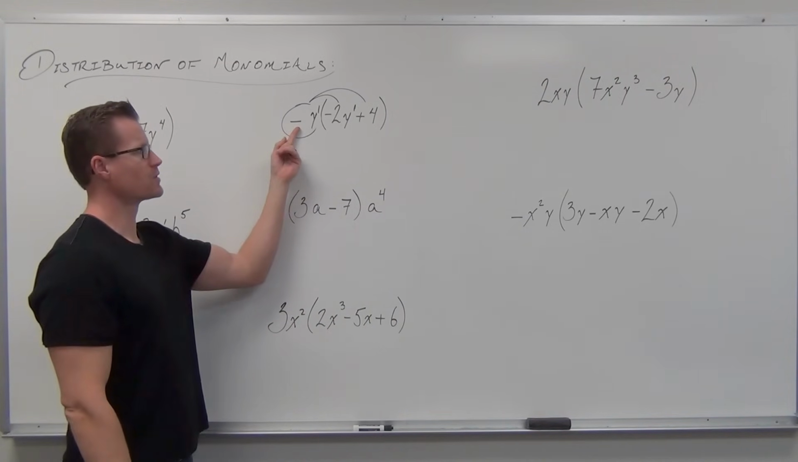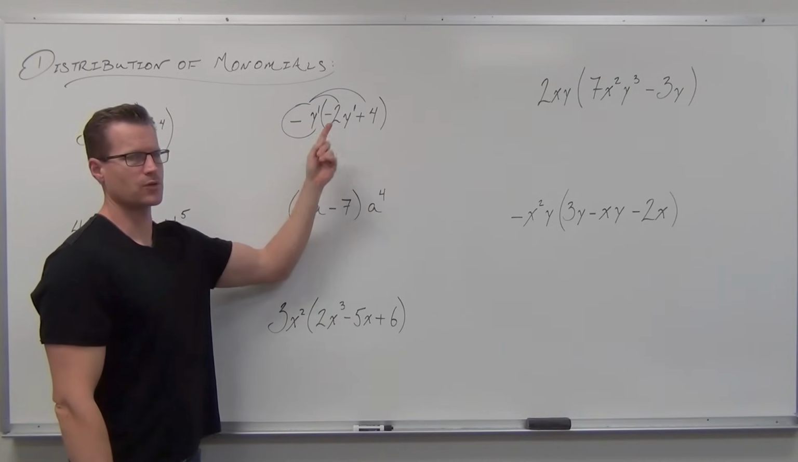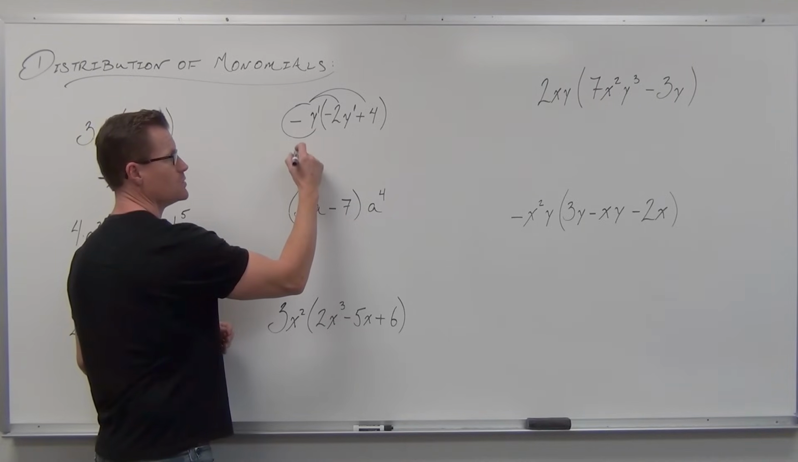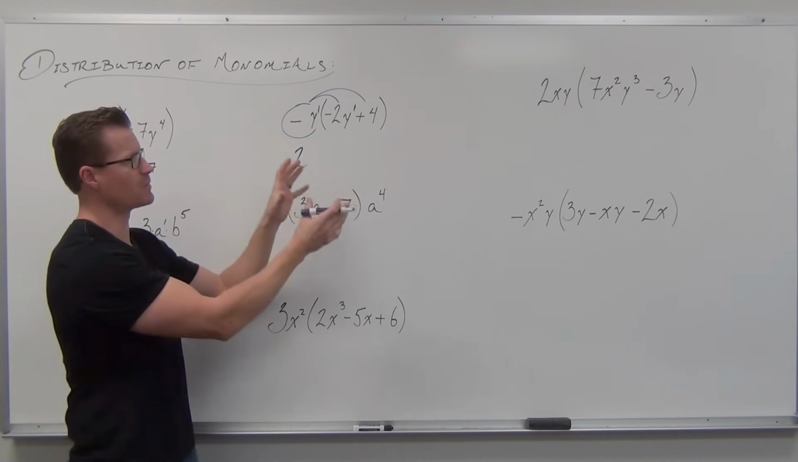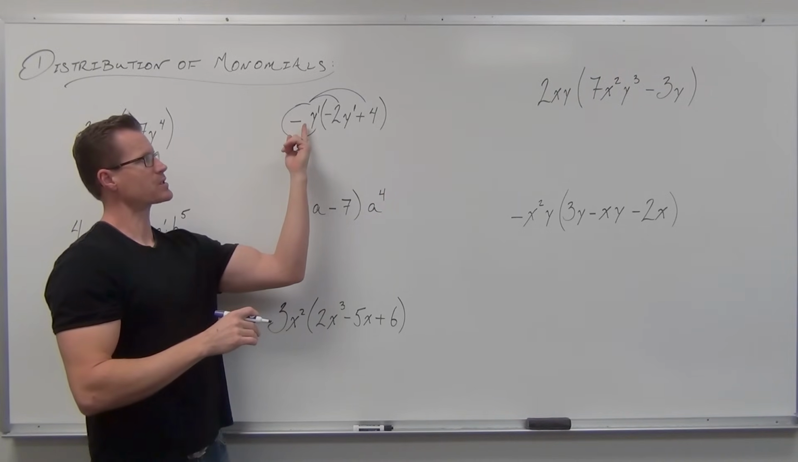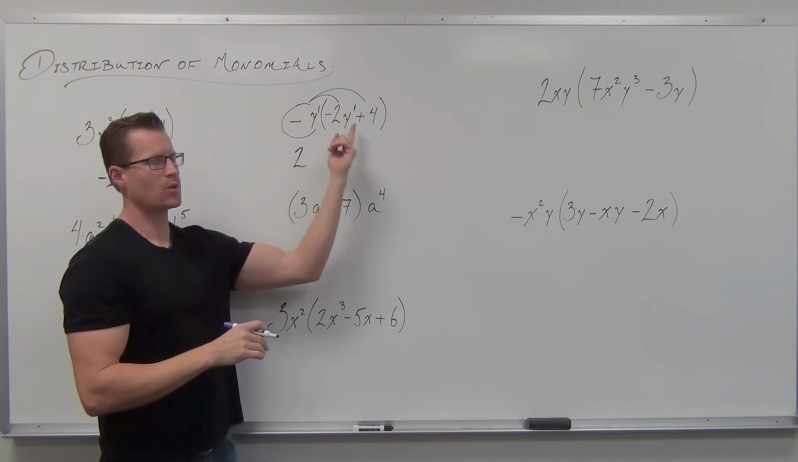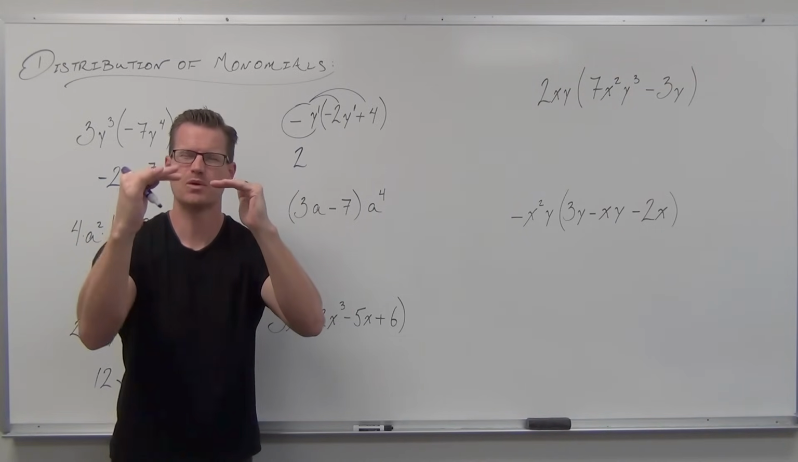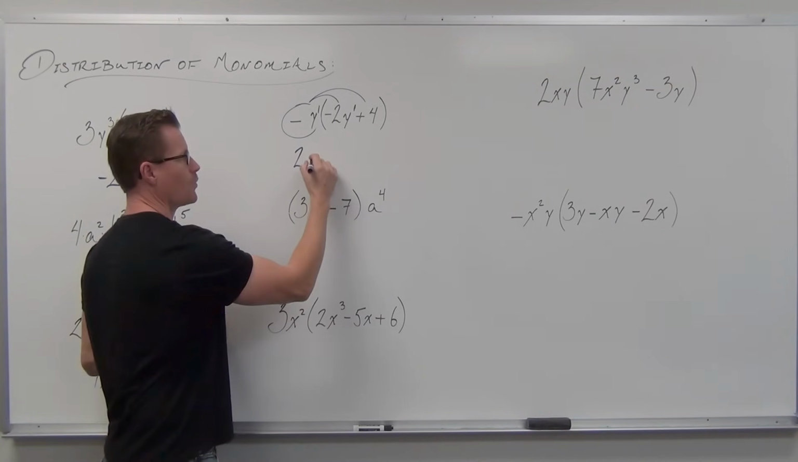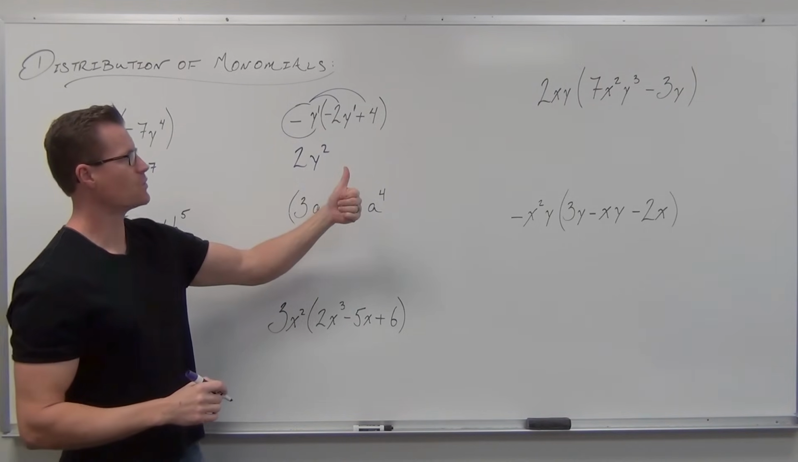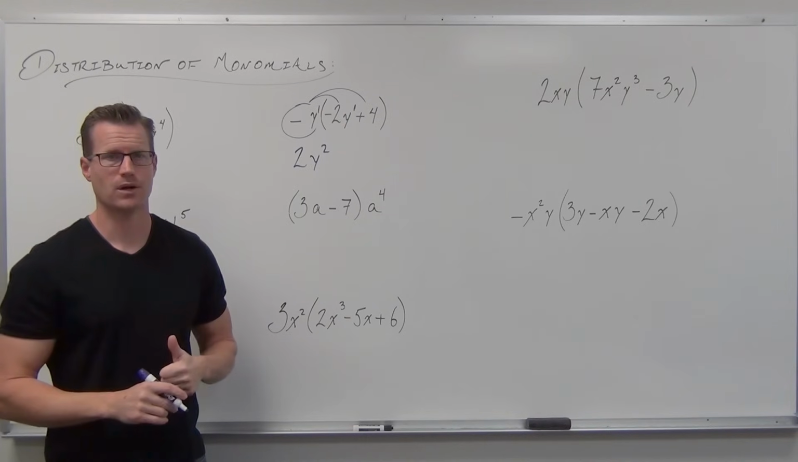Negative y to the first times negative 2y to the first. Negative times a negative is a positive. So I know I'm going to get positive 2. Numbers times numbers: negative 1 times negative 2 is positive 2. Now our exponents. I had y to the first and y to the first. I'm multiplying, so what I do with exponents is add. I'm going to get y to the second. Negative y to the first times negative 2y to the first is positive 2y squared.